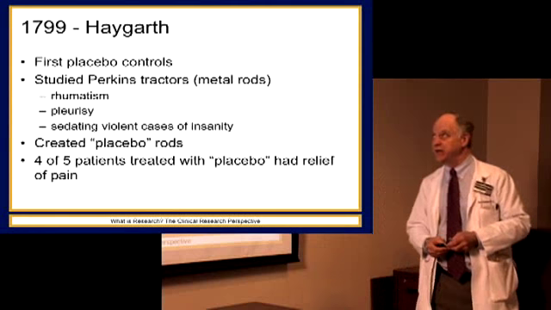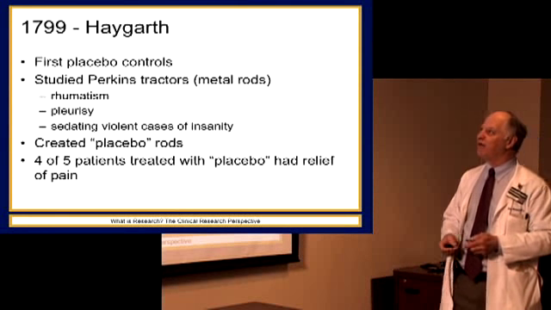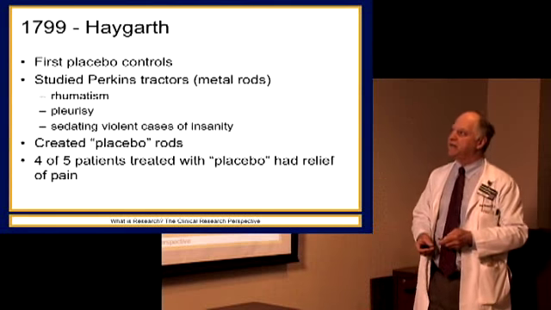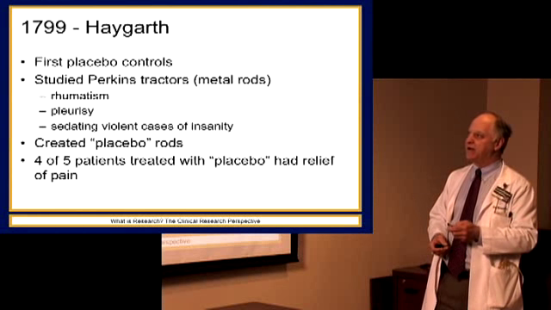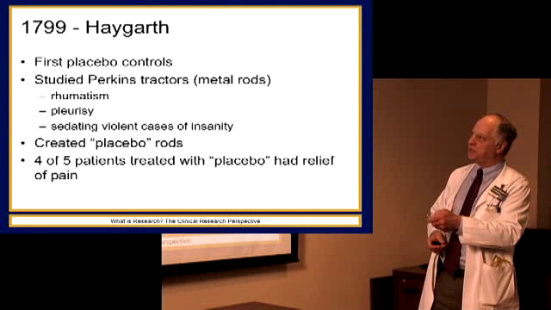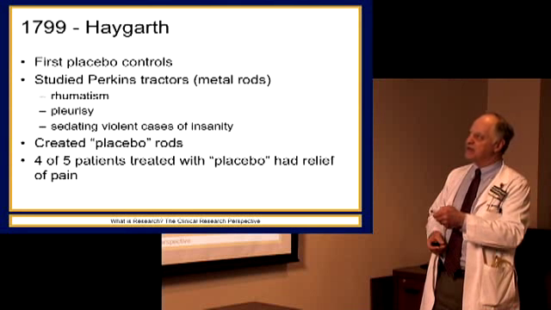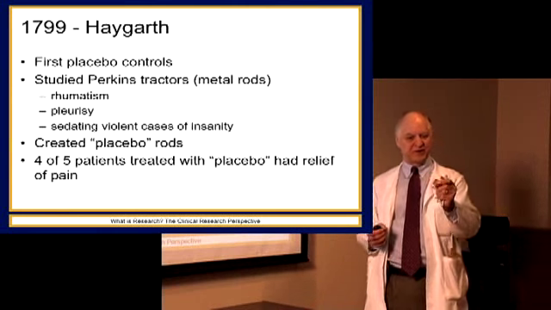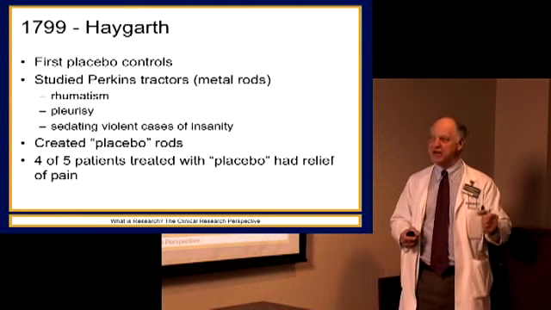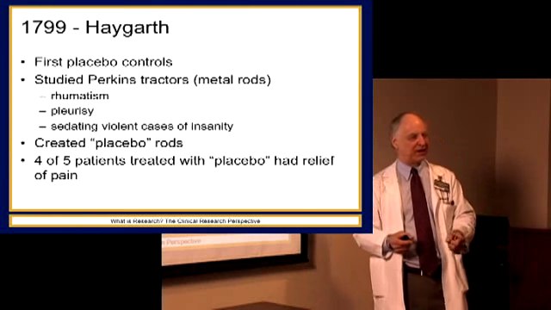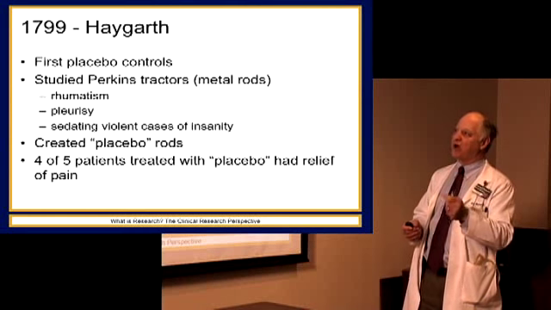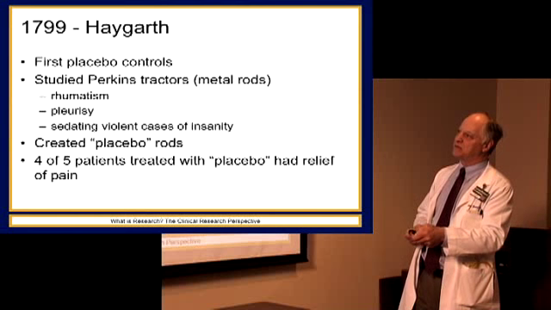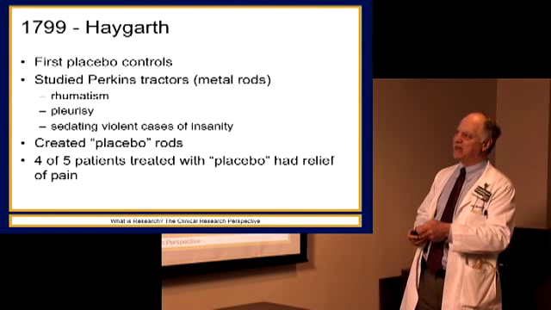Now, only a few years later, same century, Haygarth uses the first placebo controls. Here he's looking at these things called Perkins tractors. These are metal rods designed very prescriptively. They're a certain length, a certain diameter, made out of certain kinds of metal, and these rods were used to treat a whole variety of things like rheumatism, pleurisy, insanity.